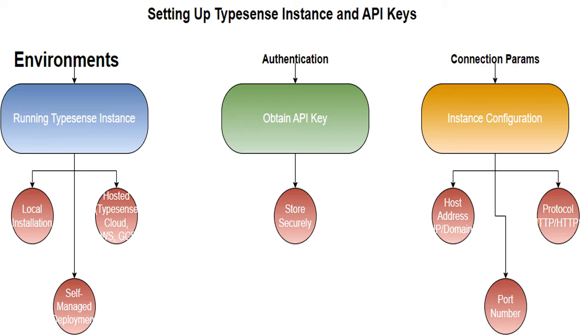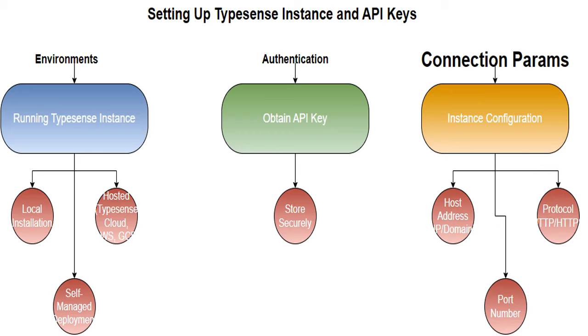This specifies the communication protocol used to connect to Typesense. HTTP stands for Hypertext Transfer Protocol, and HTTPS stands for Hypertext Transfer Protocol Secure. HTTPS provides encrypted communication for enhanced security. Environment variables offer a secure way to store sensitive information like API keys. This helps to prevent them from being exposed in your code.